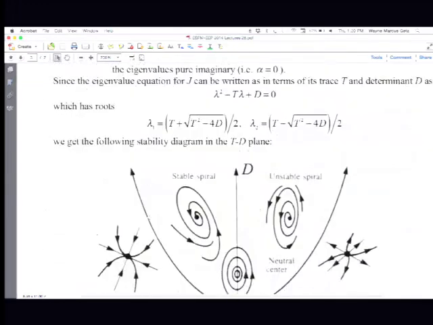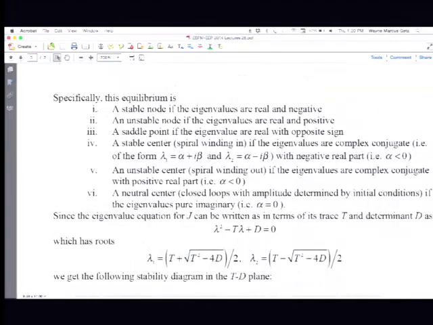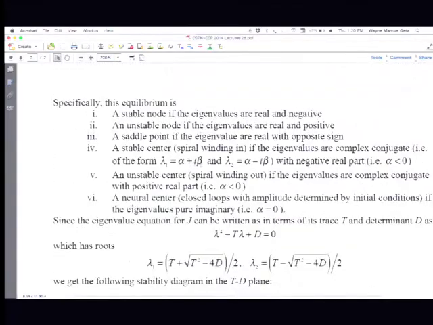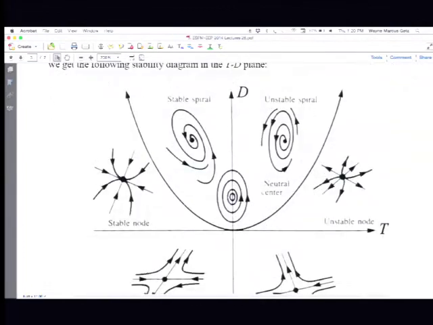The only case that I haven't dealt with is what happens when, for example, this is pure imaginary. In other words, t is 0. What happens when t is 0? That means you're on this vertical line over here. If you're on this vertical line, then you're halfway, in the middle of being stable and unstable. And we call that a neutral center.